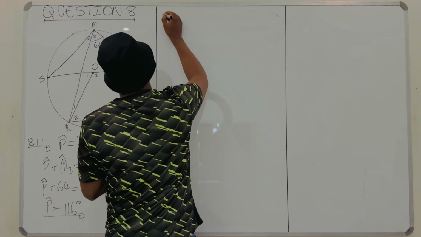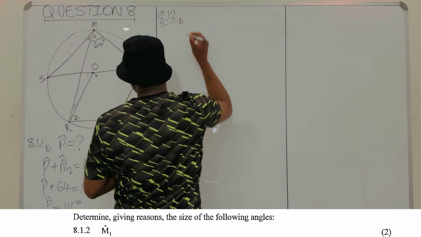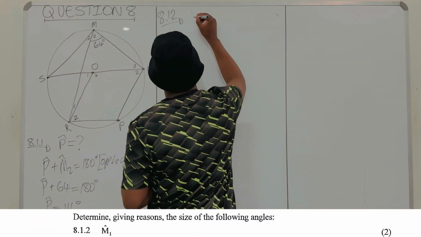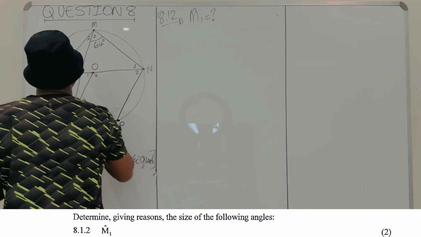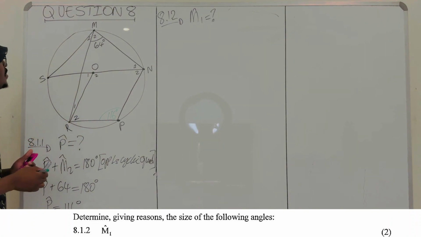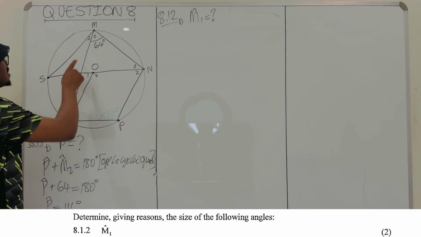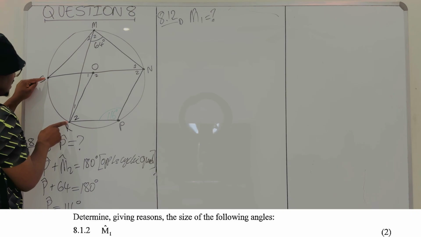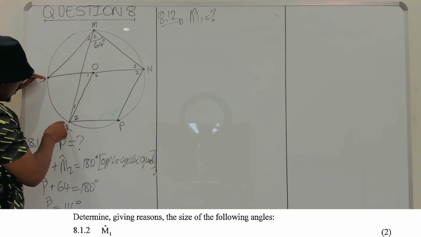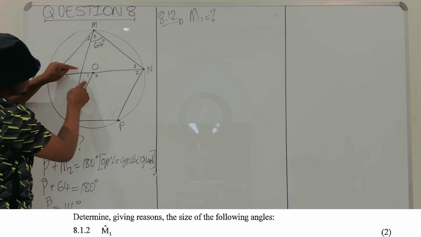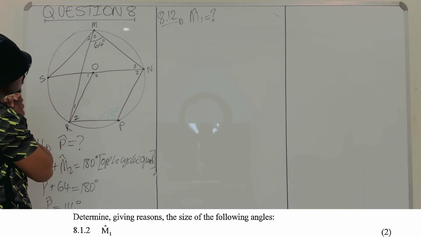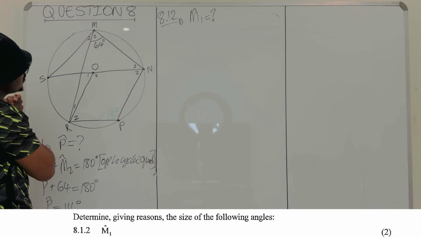So we move to 8.1.2. At 8.1.2, they want us to find angle M1. Where is angle M1? M1 is this angle over here. We have M1, we have M2. So how do we find M1? Look, where is M1 coming from? M1 is subtended by SR. This arc SR subtends M1, and this same arc subtends O1. But we don't have a lot of information about this. So how can you do this?